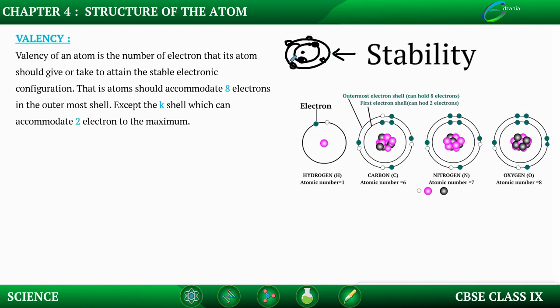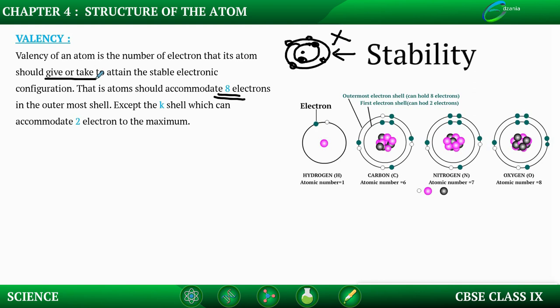Now this atom is not stable. Why? Because the other orbit should have 8 electrons. If it has 8 electrons, then only it will be considered to be a stable electron configuration. So this atom is not stable. So in order to be stable, it needs to give or take an electron or maybe share an electron. So here are a few examples.